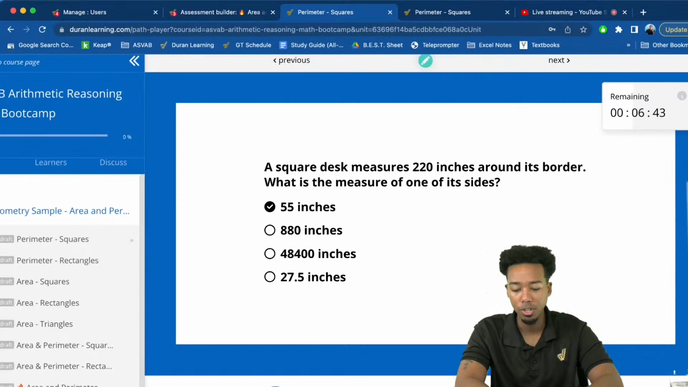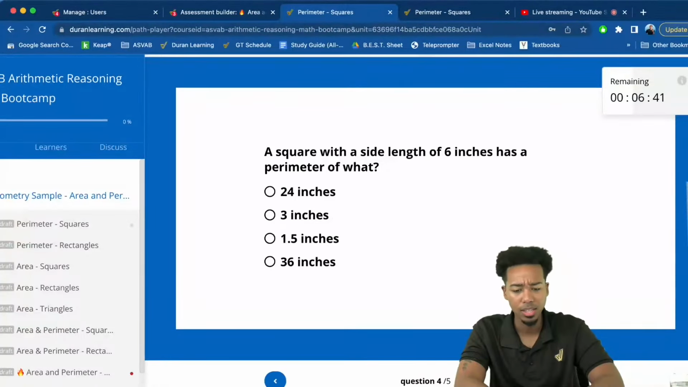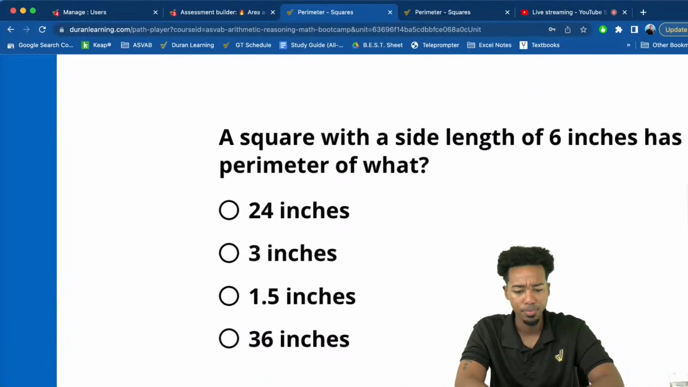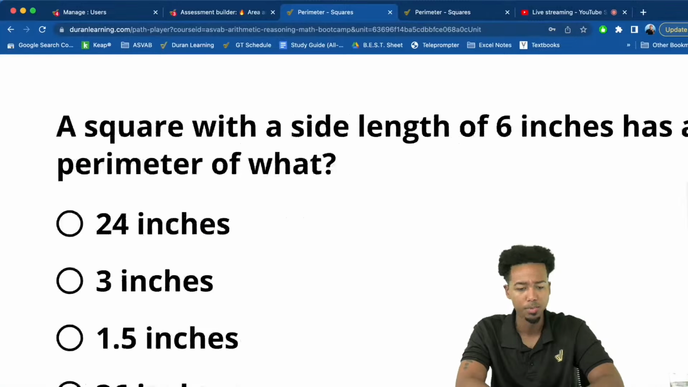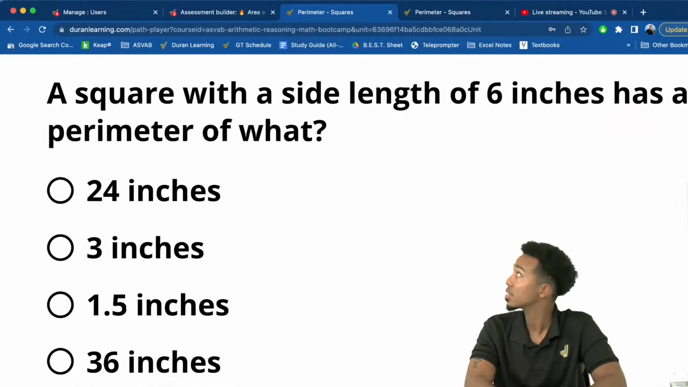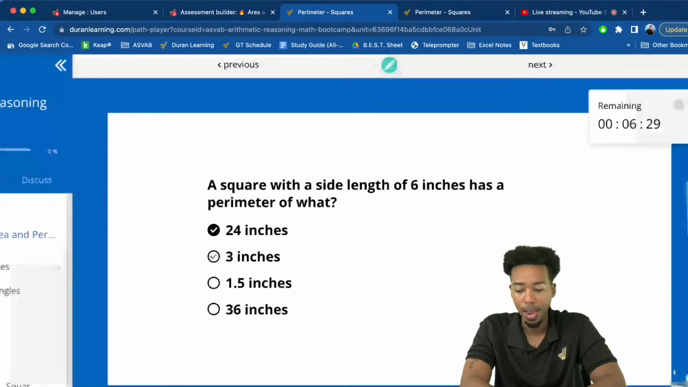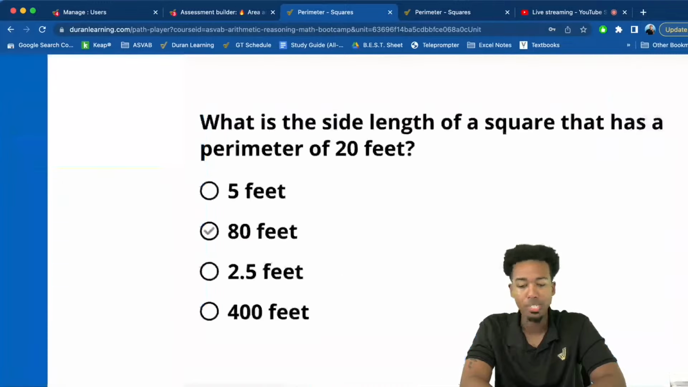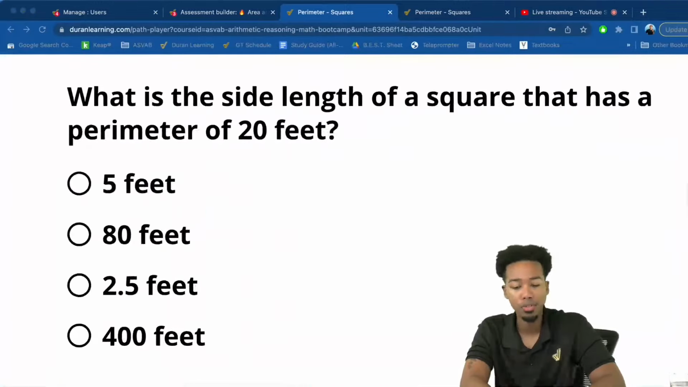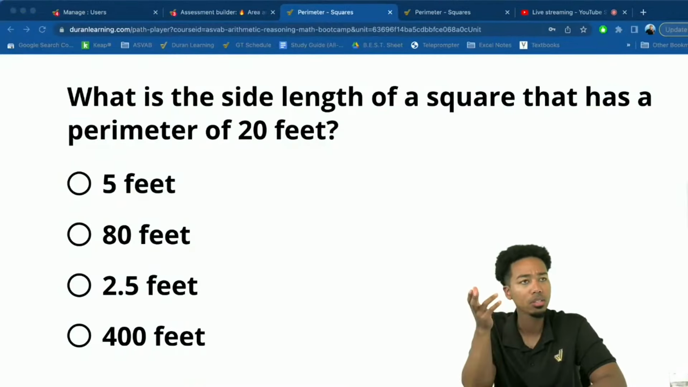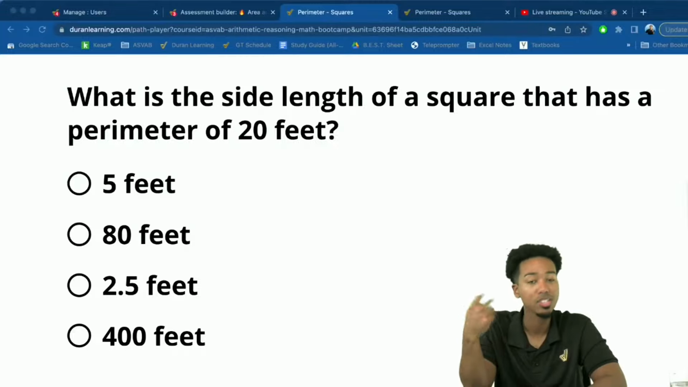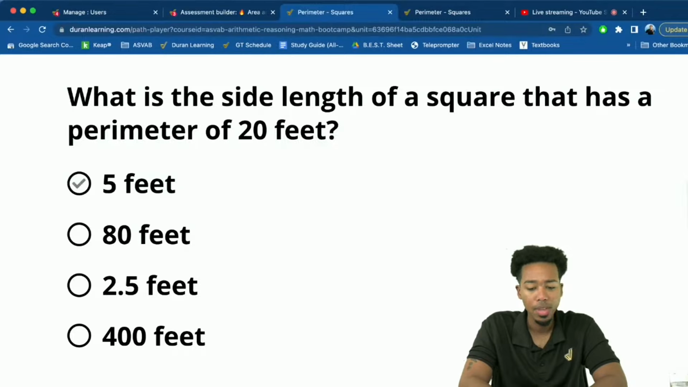But let me go ahead and finish up this for you here. A square with a side length of 6 has a perimeter of what? Let me just move this here so everybody can see it. That'll end up being 24, because you have to multiply 4 sides. And then lastly, what is the side length of a square that has a perimeter of 20 feet? If you're going backwards, because you have the perimeter, let's work backwards to the side. We'll get 5. And look at that, nice and easy.